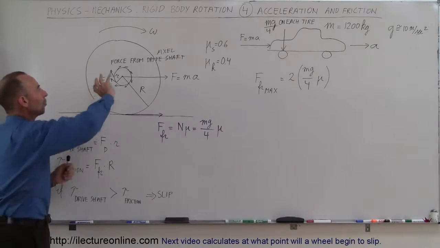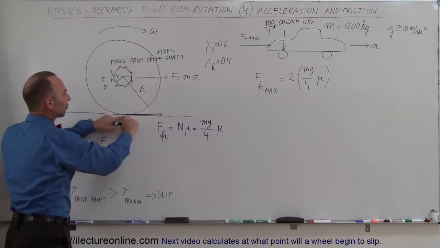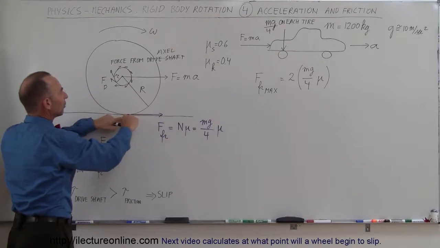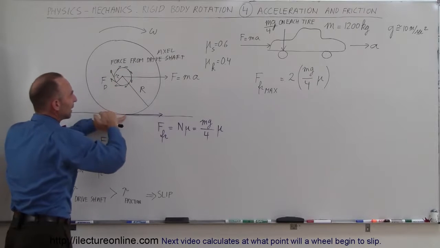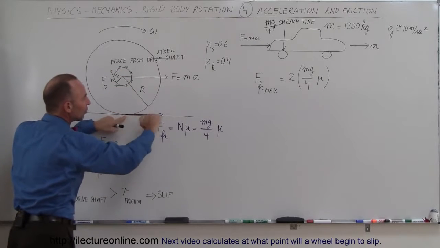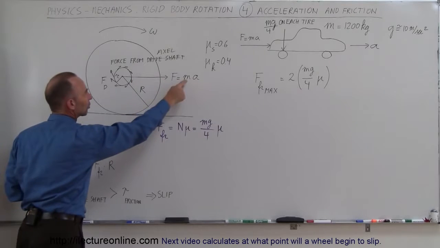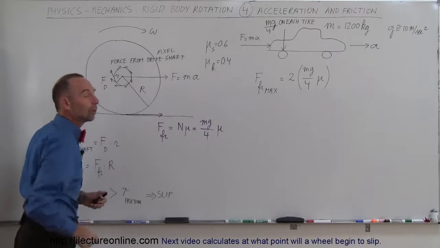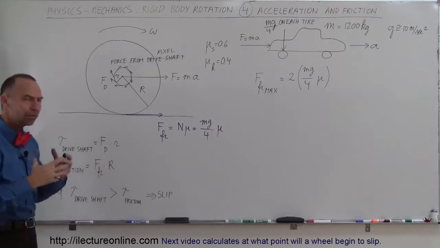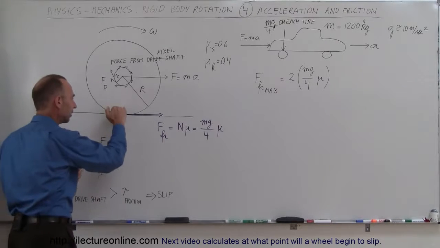So what keeps the wheel from spinning is if there's friction between the tire and the road, then it keeps it from spinning, and so the friction pushes in this direction. And that is the force that actually drives the car forward, that makes the car with a mass m accelerate with acceleration a. So how much friction is there between the tire and the road?